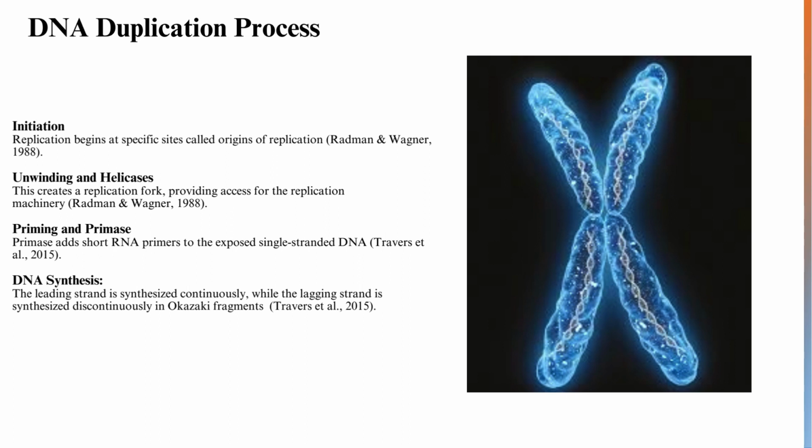Enzymes called helicases unwind and separate the DNA strands by breaking hydrogen bonds between base pairs. Priming and primase. Primase adds short RNA primers to the exposed single-stranded DNA. These primers provide starting points for DNA synthesis.